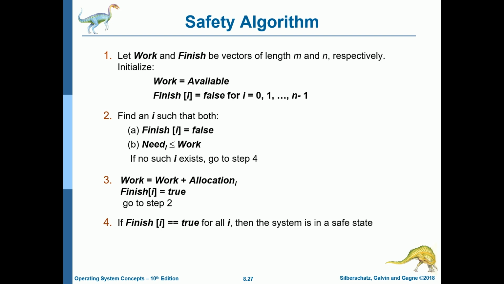If all of the vector finish are assigned to true in the system, then we can safely say that the system is in a safe state. Now, this algorithm may require an order of m times n squared operations to determine whether or not the state is safe.